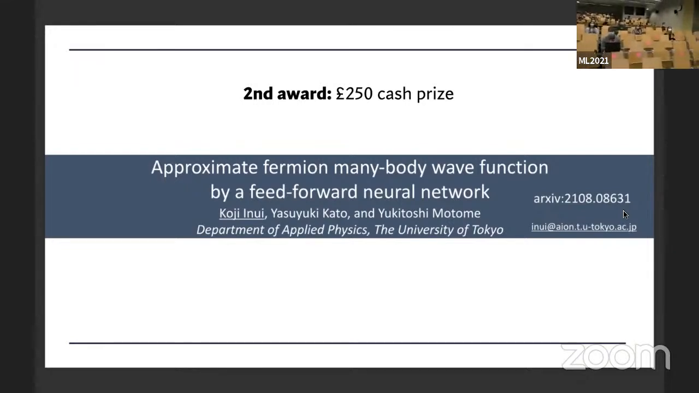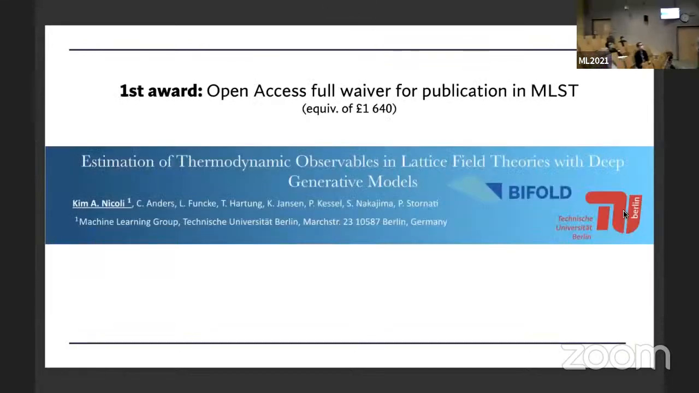For his poster on approximating fermions many-body wave function by feed-forward neural network. Yes, and the final winner is Kim, for the estimation of thermodynamic observables in lattice field theories with deep generative models. So congratulations. We will send the information, and probably the journal will ask about bank accounts for the third and second award.